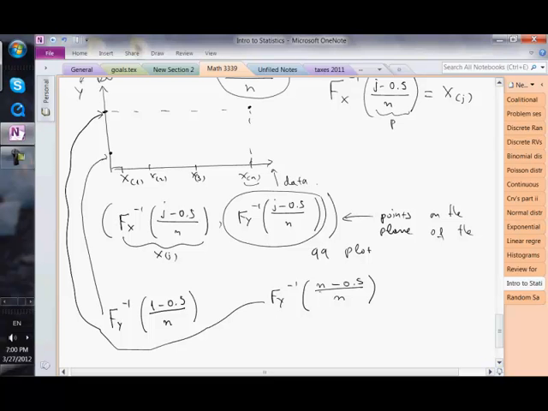So this is 1. So this value will be 0.95, if, for example, I had 10 points. If I have 100 points, then this is 100 minus 0.5, this is 0.995. Okay, so it is exactly this value there.